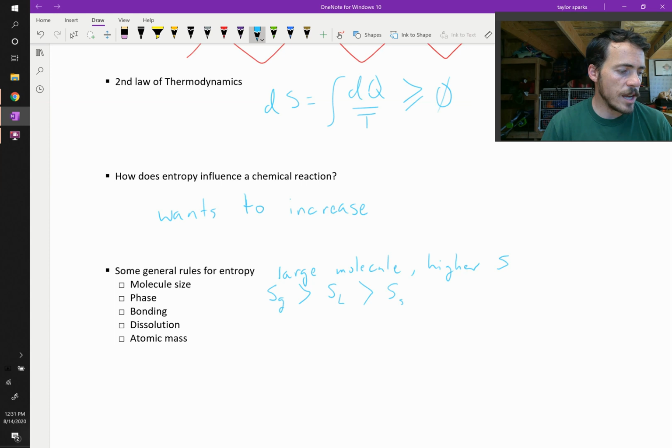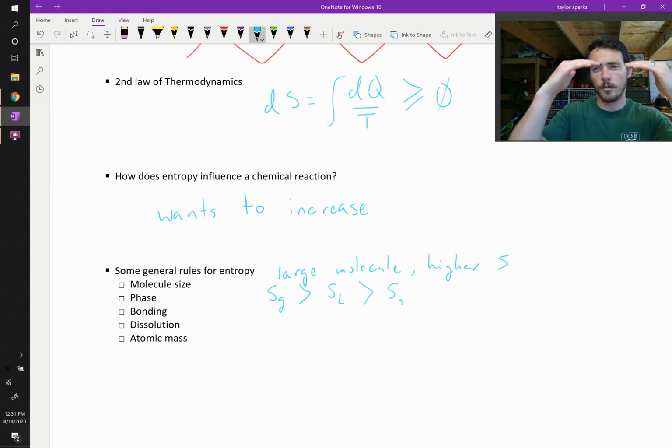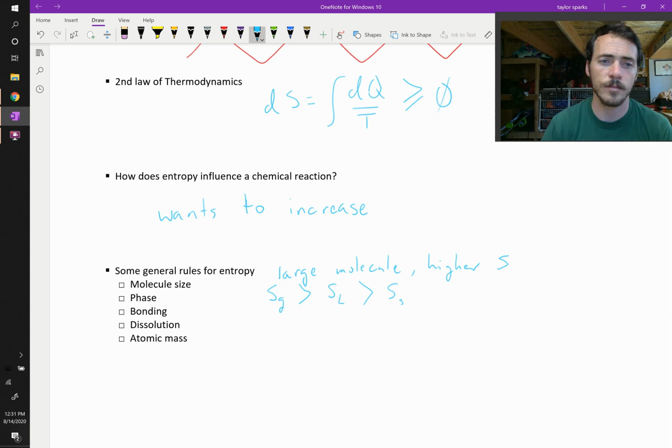You can see this in changes in bonding, right? Delocalized bonding is going to be more entropic than a localized bond, like a covalent bond. You can see it in dissolution as you dissolve salt into water. You went from a nice crystalline ordered salt and then it dissolved into the liquid, so that changed your entropy. And with atomic mass, as you move down the periodic table from the light elements to the heavier ones, they have more electrons, more protons, more neutrons. There's more configurational entropy. There's more ways that those electrons can be in lots of different places, so there's greater entropy there. Okay, so those are your general rules for entropy in this class.